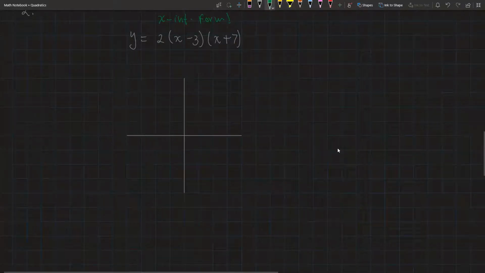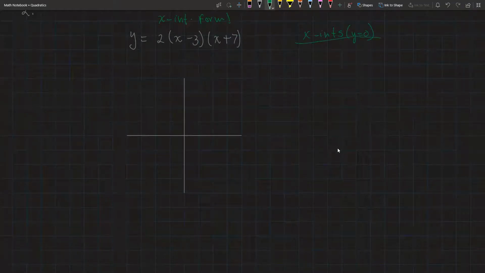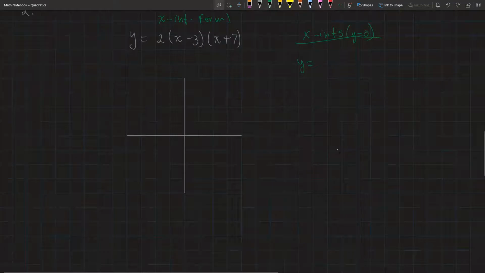So let's do that. Because it's x-intercept form, I'm going to start with x-intercepts in this case. X-intercepts occur when the y value is 0. That should be automatic for us by now. And that means that y equals, whoops.